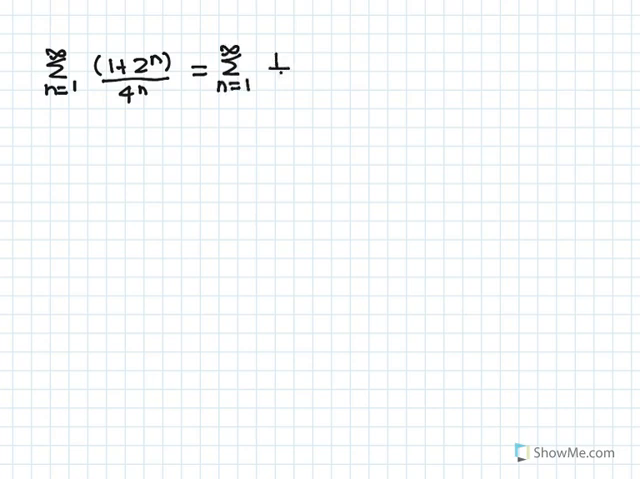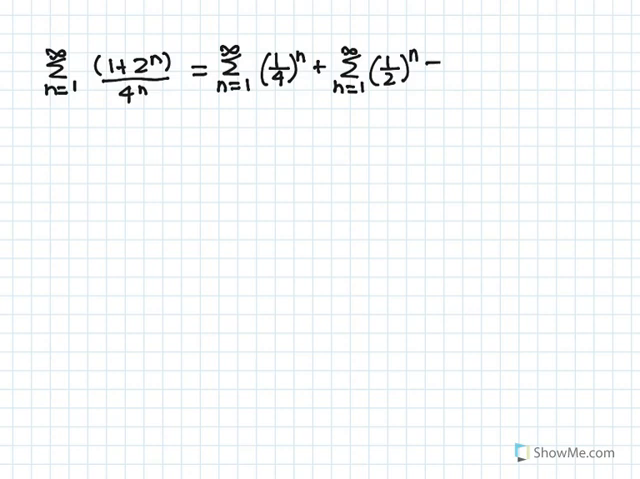All right, so what we have is summation n goes from 1 to infinity of (1 plus 2 to the n) divided by 4 to the n. We split up the sums, and we wrote this as a sum of two geometric series: summation n equals 1 to infinity of 1 quarter to the n, plus summation n goes from 1 to infinity of 1/2 to the n.